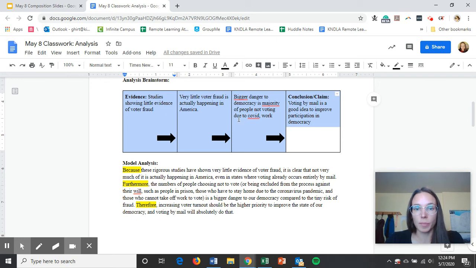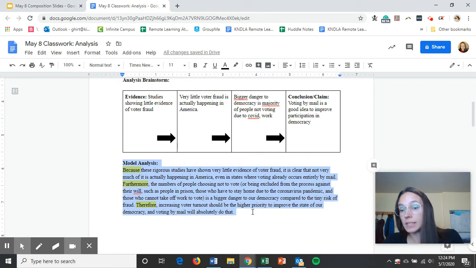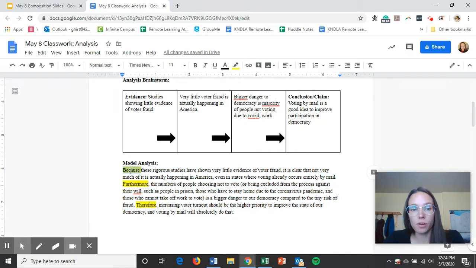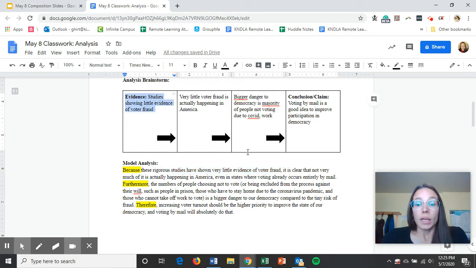So these are just like my ideas up here. This is my actual analysis where I'm expanding them into complete sentences and I'm putting them together with these cause and effect transition words. So because these rigorous studies have shown very little evidence of voter fraud, so I'm like referring back to my evidence right here, it is clear that not very much of it is actually happening in America, even in states where voting already occurs entirely by mail. So that's my first sentence of that analysis with this step right here.